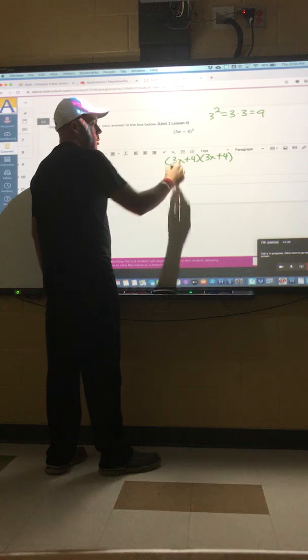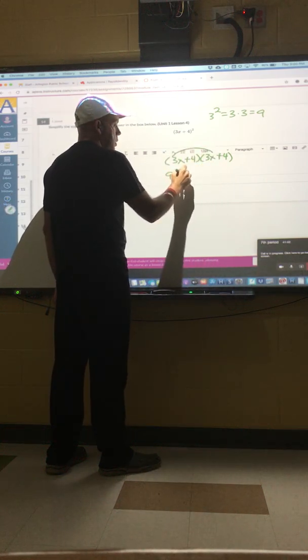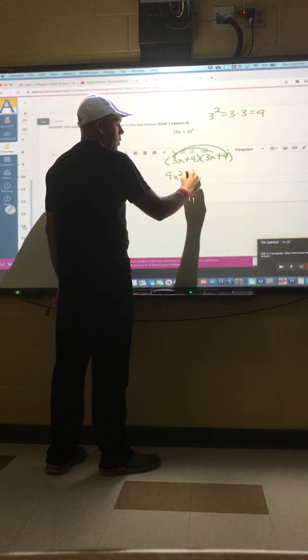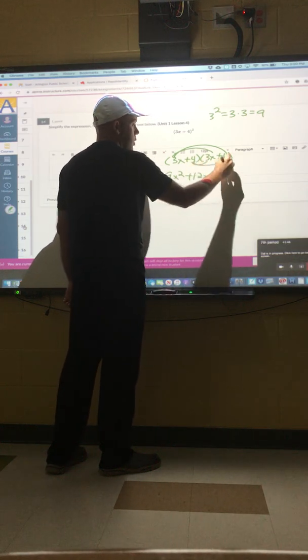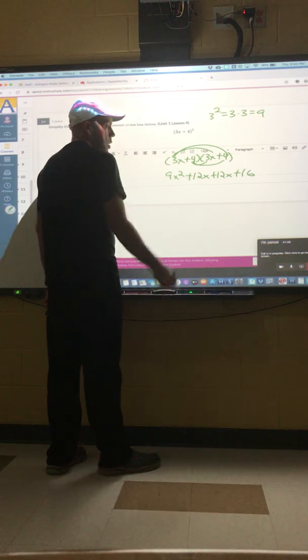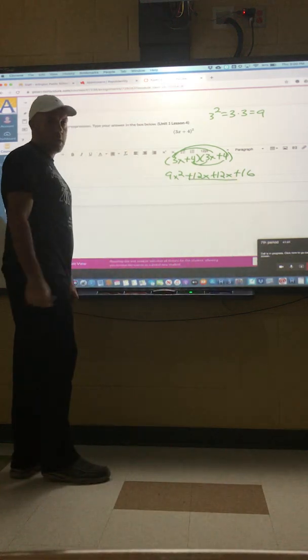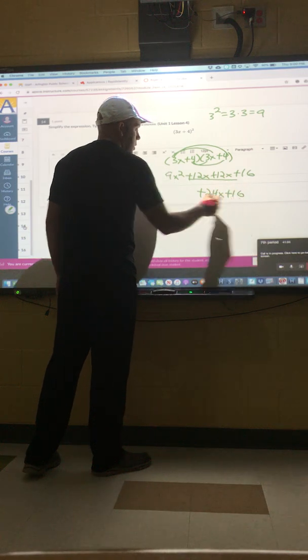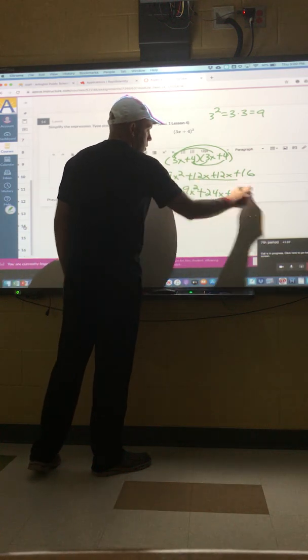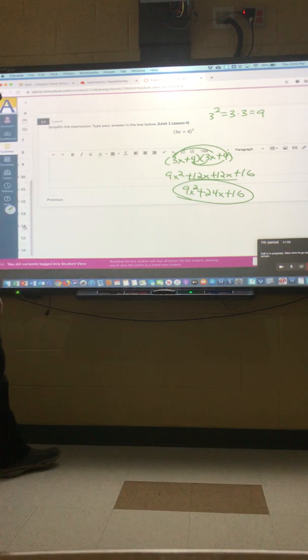And now I'm going to multiply through. So 3x times 3x gives me 9x squared. 3x times 4 gives me 12x. 4 times 3x gives me 12x. 4 times 4 gives me 16. Now I need to combine like terms. 12x plus 12x is 24x. I bring down the 16, I bring down the 9x squared, there we go. Okay?